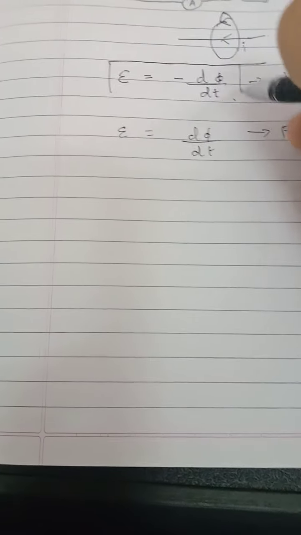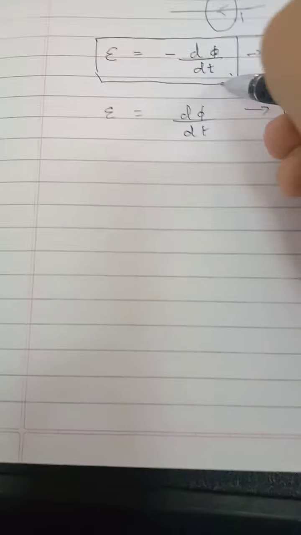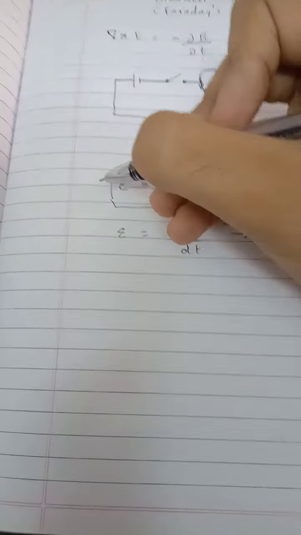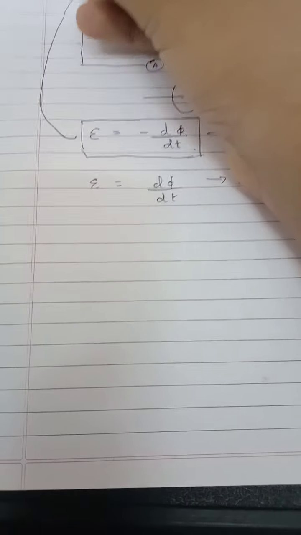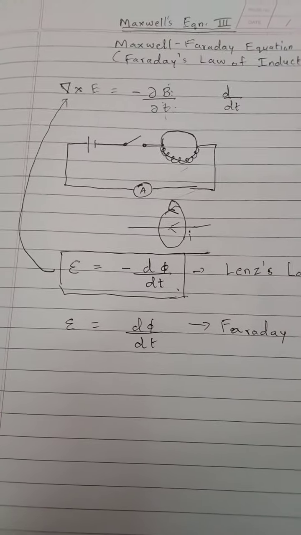So now we have the experimental result of this equation. According to Lenz's law, this is our experimental result. Now how do we go from here to here? How do we go from Lenz's law to the Maxwell-Faraday equation?